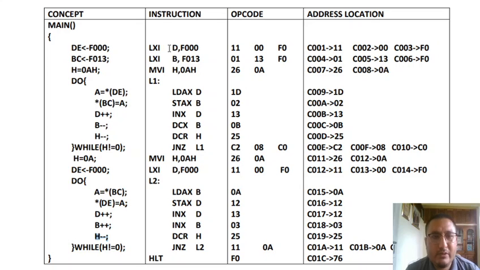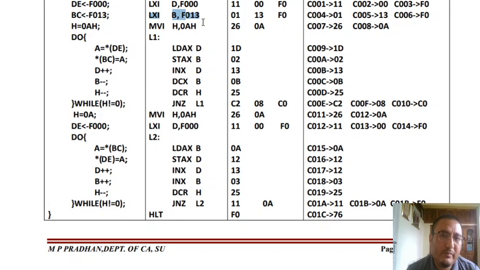Now we have an equivalent representation using 8085 instructions. As in the previous program, we have LXI D, F000; LXI B, F013. Then MVI H, 0A because we need to execute it 10 times. Then LDAX D, then LDAX B, INX D, DCX B. Just see here we are decrementing B because it has to move backward in the eventual instance. Then DCR H, and JNZ L1.